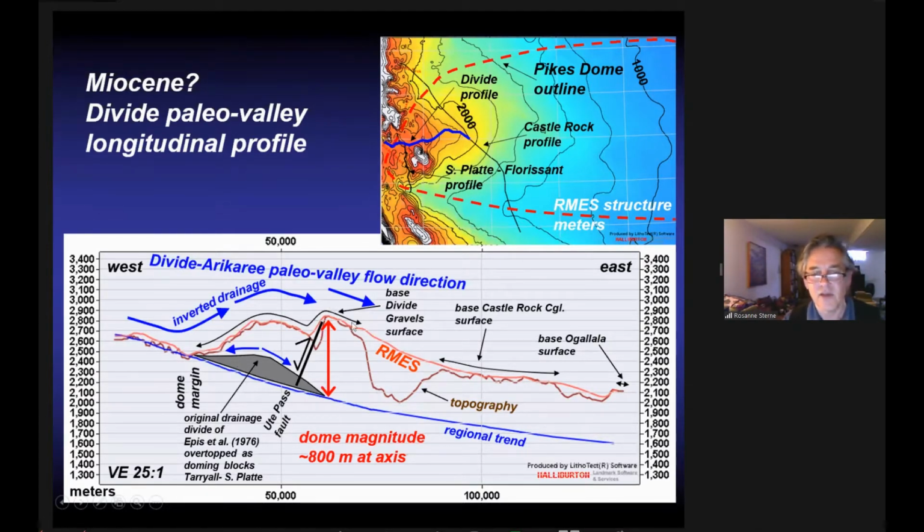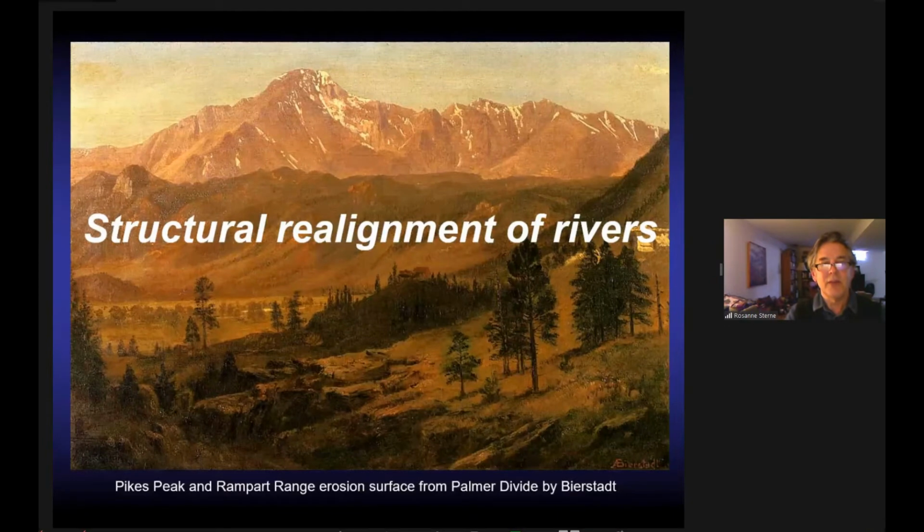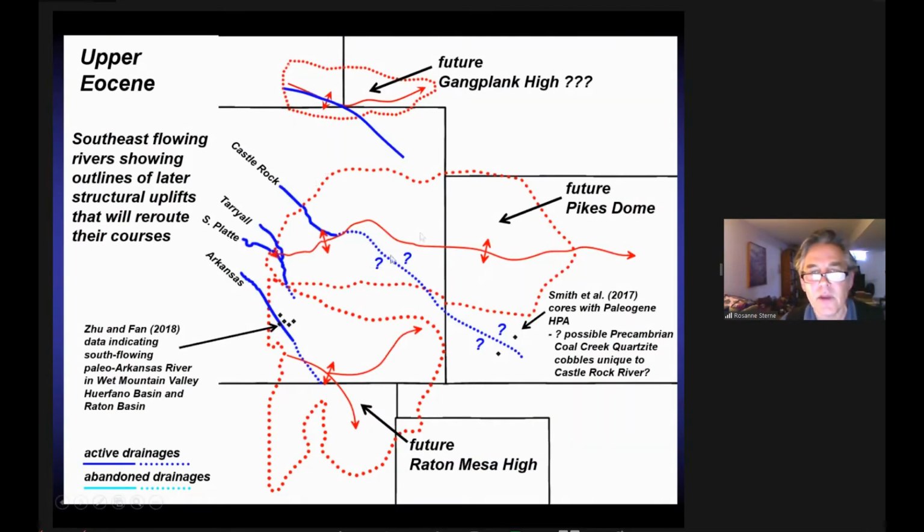And in this case, Pikes Dome is showing about 800 meters of relief at its axis, and that's not including the top of Pikes Peak. So now let's talk about how these structures have caused the rivers to become realigned. So if we start with just the outlines of the various domes, Gangplank, Pikes Peak, Raton Mesa, in the upper Eocene, we have a series of southeast flowing rivers, some coming out of Wyoming into northeastern Colorado.